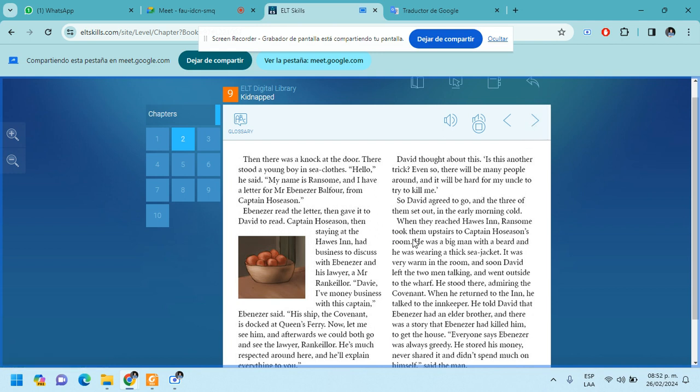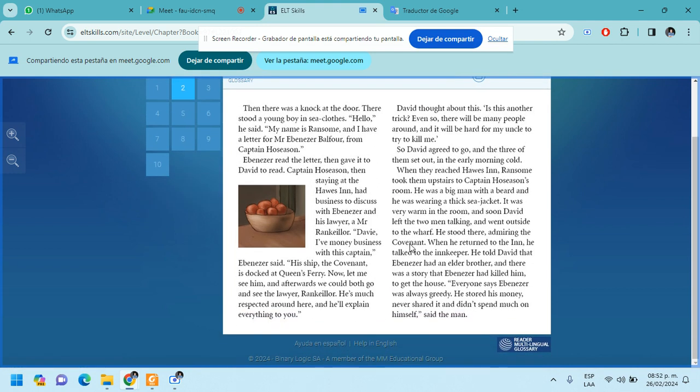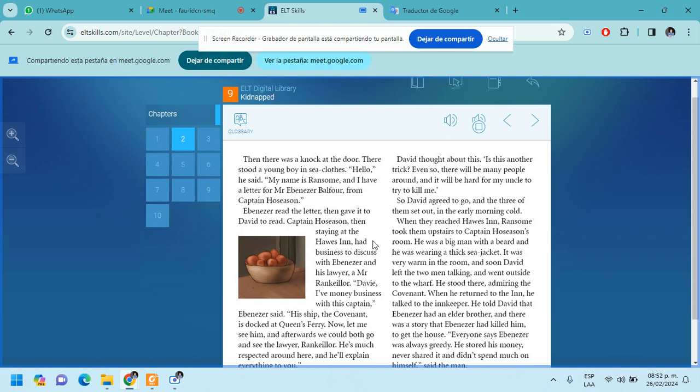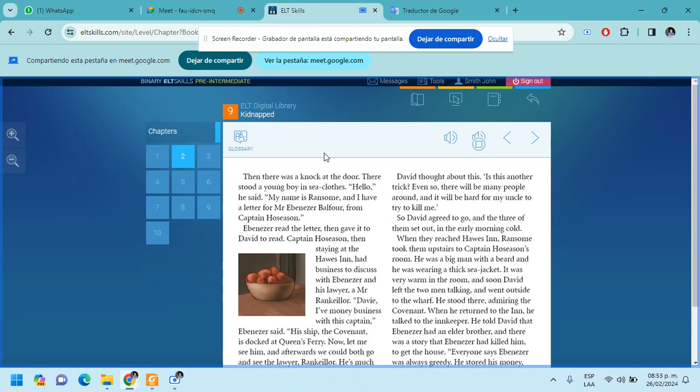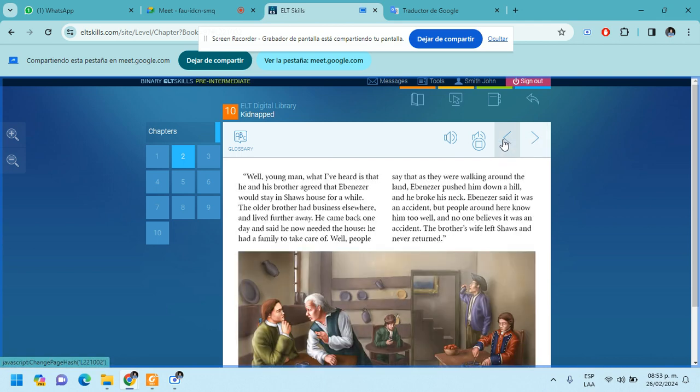Ebenezer is his uncle. Un nuevo personaje que aparezca. The captain of a ship. What is the name of the captain? What, mister? Oh. No, Mr. Rankeller is a lawyer. It's a character, but it's not principal. The captain is this, no? The captain, Hossison. The captain Hossison appears in this part. Okay? So, what else?